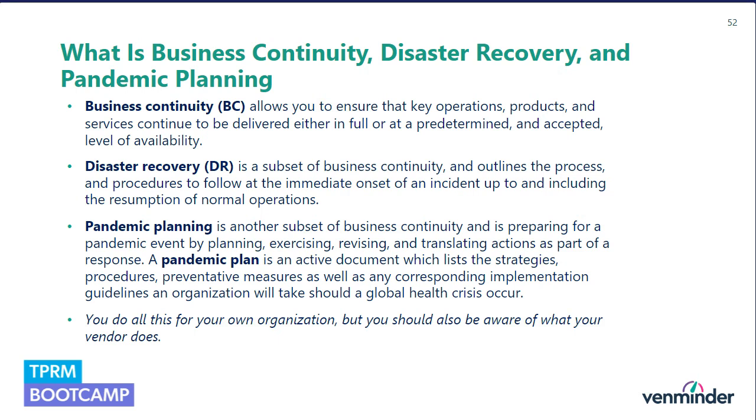Now, pandemic planning is another subset of business continuity. Now, many tend to think that if they have a business continuity plan, they're okay and they're prepared for a pandemic. However, this is actually not the case. Pandemic planning is preparing for a pandemic event by planning, exercising, and translating plans into actions as part of a response. So as an example, a pandemic event is a major health crisis like COVID-19 or maybe a huge influenza outbreak. When it comes to your vendors, this serves as a roadmap which communicates how they plan to continue business services while facing a pandemic.